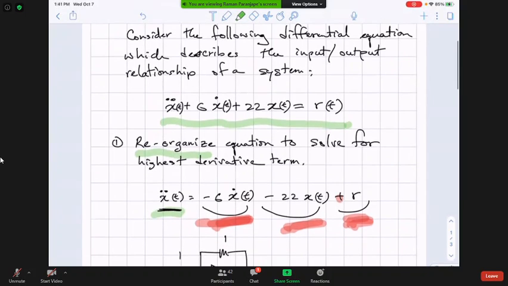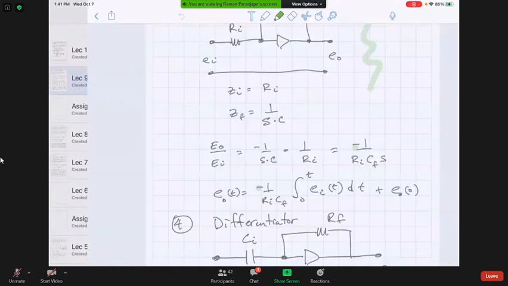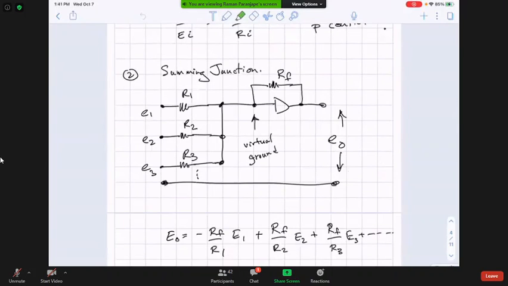Okay, so why did we do this? Why did we solve for x double dot? Well, the basic structure that we're going to use is the summing junction. Back in the previous lecture, we had a summing junction, so we want to add up all these terms in that differential equation.